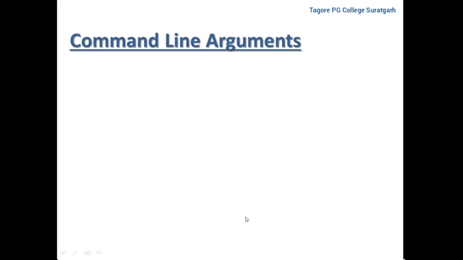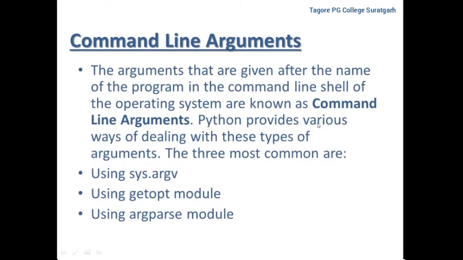So next there are command line arguments. How do we use the command line arguments? Actually, the command line arguments are given after the name of the program in the command line shell. As in the earlier sessions when we installed Python, I used to say that you have to click on the add to path option so as to run the Python script at your command prompt. So at that command prompt we can run the programs by using the command line arguments.